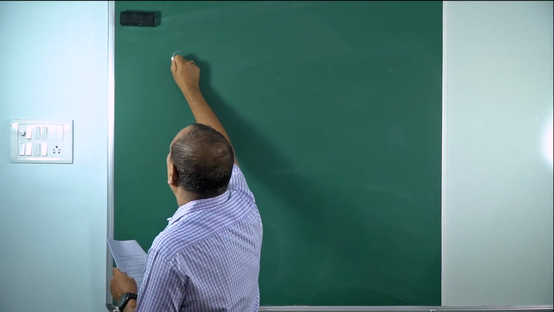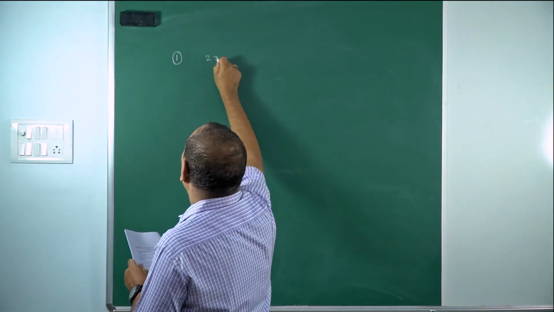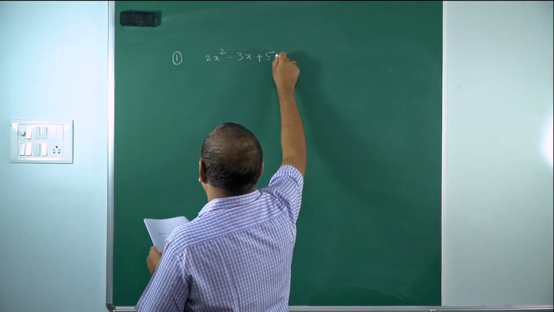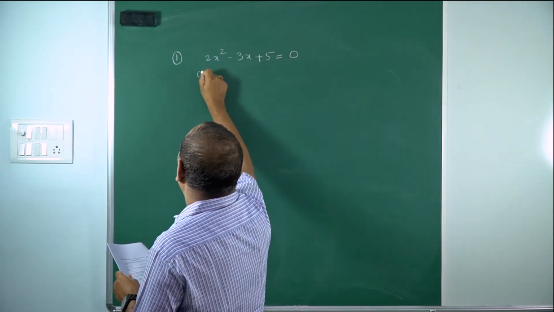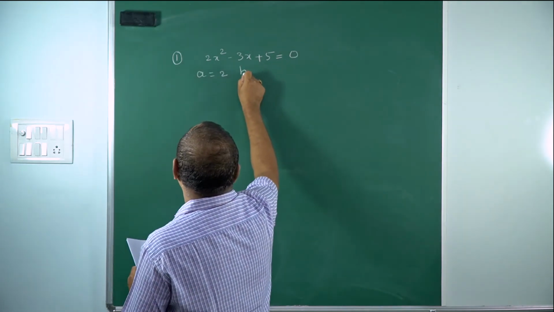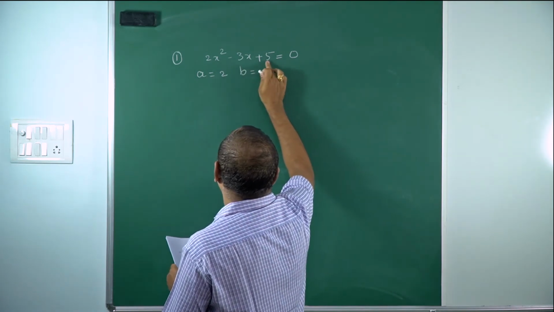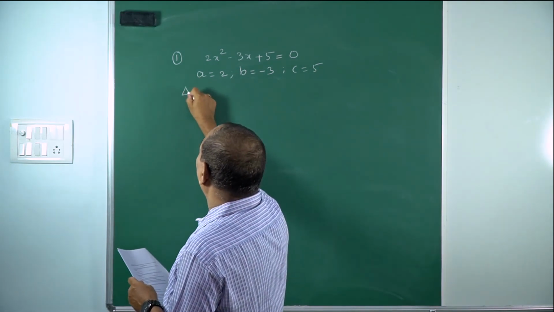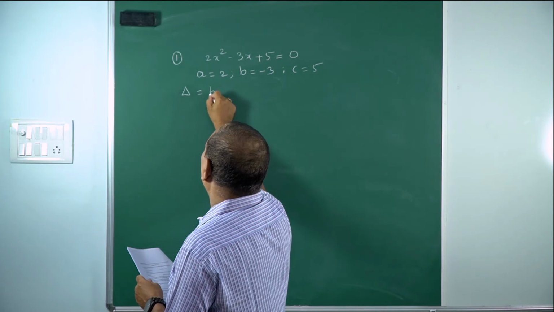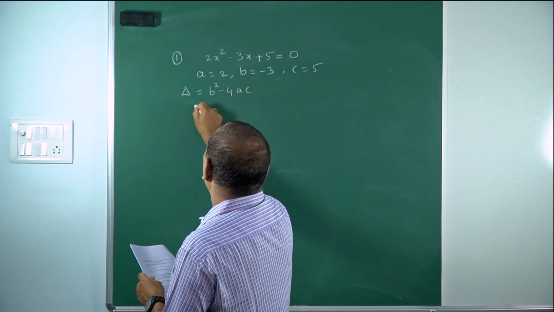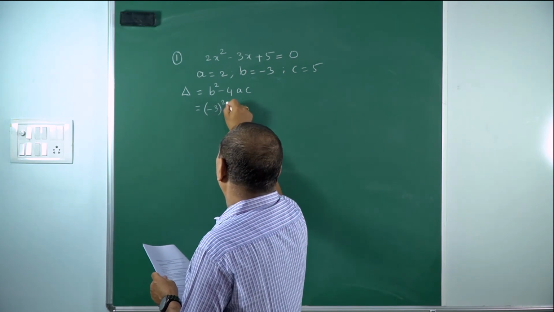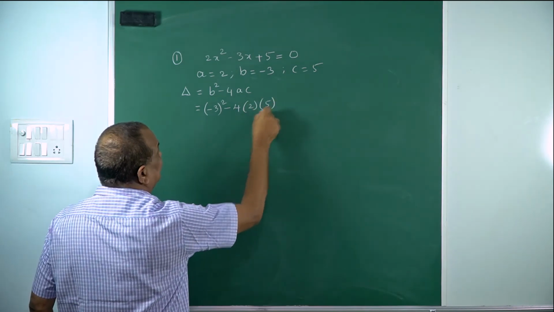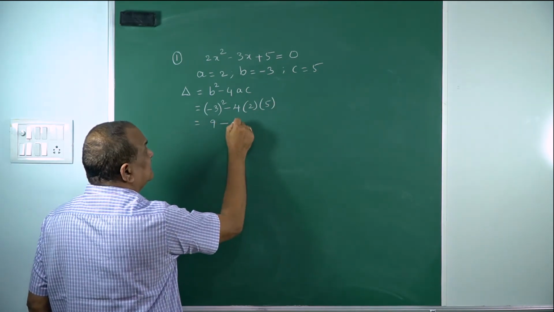This is exercise 4.4, first question: 2x square minus 3x plus 5 equals 0. A is equal to 2, b is equal to minus 3, and c is equal to 5. Now, my intention is to find the value of delta, meaning b square minus 4ac. b is minus 3 squared, minus 4 times a times c. So this is 9, this is 40.